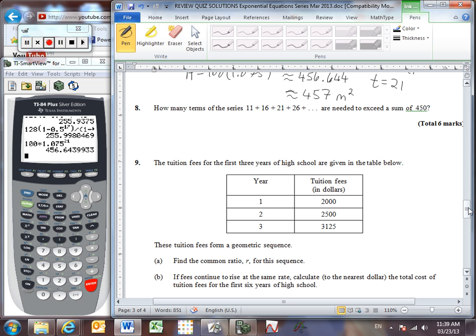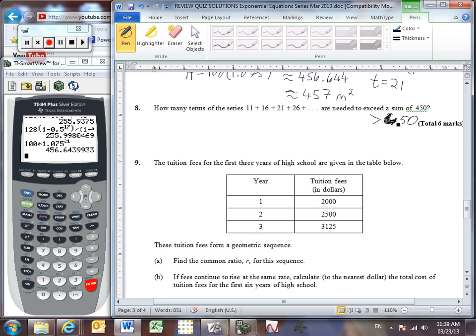Moving on to number 8. How many terms of the series are needed to exceed a sum of 450? So we are looking to exceed the sum. Let me think this through again. How many terms are needed to exceed a sum of 450? So this is representing the sum. When is the sum going to be greater than 450?